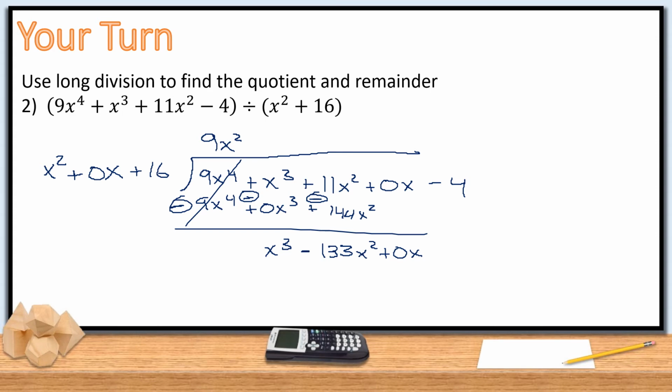All right, so we'll stop there for now because we're going to need the three terms. x squared times what is x cubed? It's x, so plus x. So x times x squared is x cubed. x times 0x is 0x squared. x times 16 is 16x.